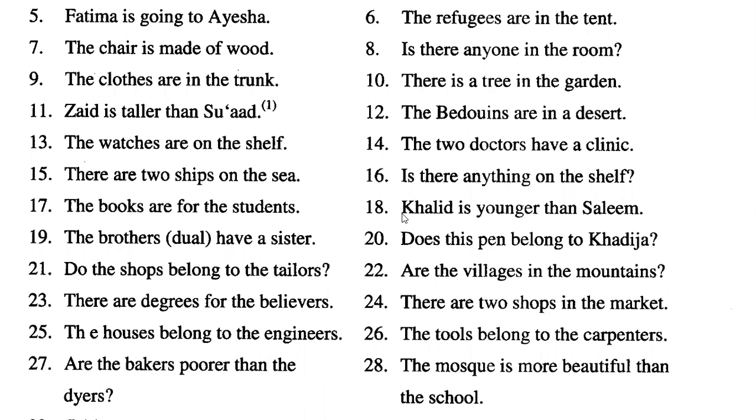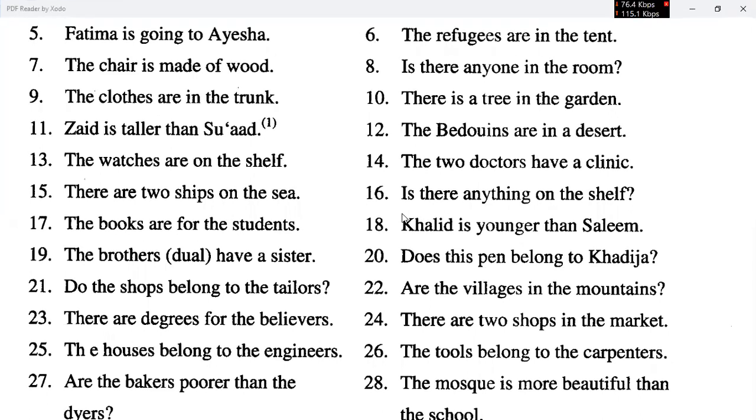Li Ukhdani. What is the meaning of brother in Arabic? Akhu. Akhun. What is the musanna of akhun? Akhawani. Okay. Akhawan. But akhawan is marfu. What is the majrur form of akhawan? Akhawaini. So what is the sentence here? Lil akhawaini. Lil akhawaini ukhtun. Next.